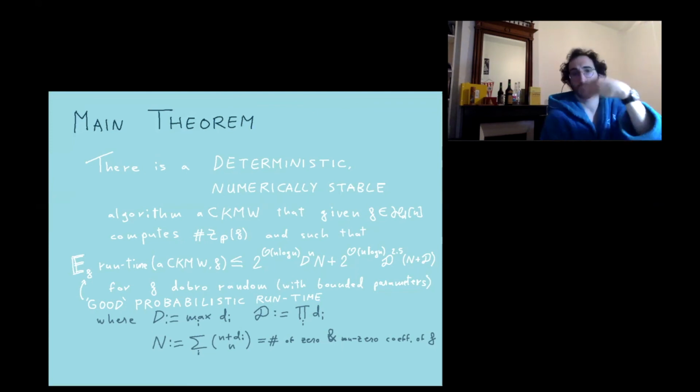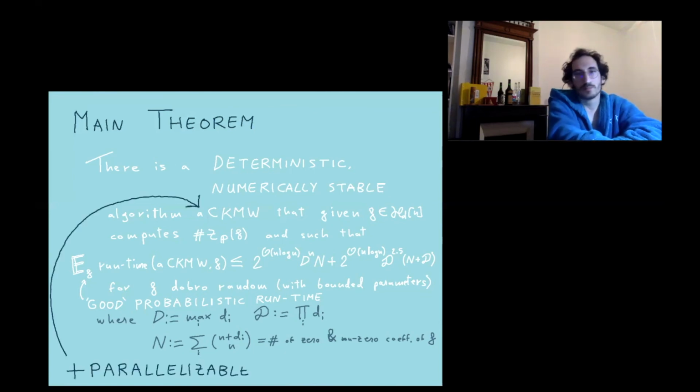Moreover, it is not written here, but this algorithm does not only count the zeros, we can also use it to produce approximations of all the real projective zeros. And another extra property that I think is nice is that this algorithm is parallelizable. So we can run it in parallel, accelerating it a lot.